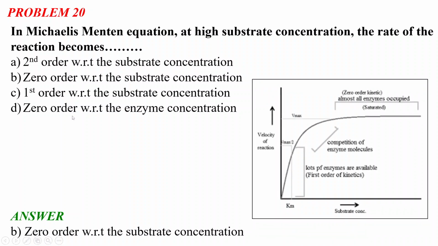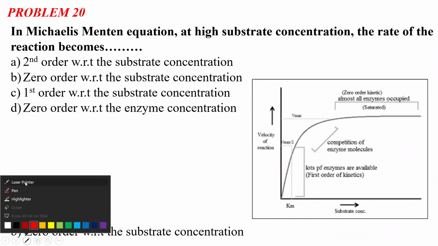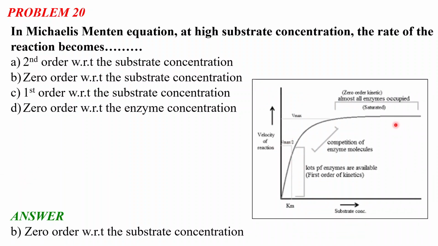So, in the Michaelis-Menten equation, this is the plot. I have already mentioned it a million times. So this is at the high substrate concentration. At low substrate concentration, it is first order kinetics. In the middle, it is mixed order, and at the last, it is zero order kinetics. So zero order kinetics means almost all enzymes are occupied with the substrate molecule, and now the reaction has become zero order with respect to substrate concentration. Okay, so B is the correct one.